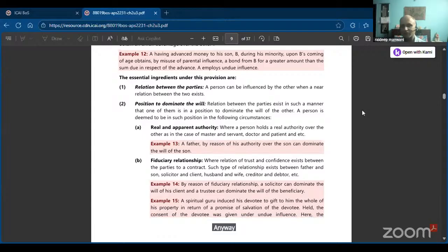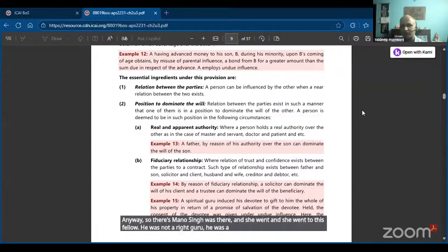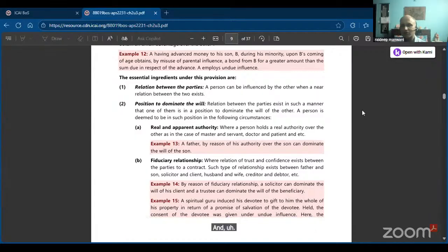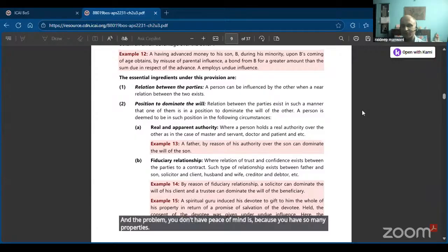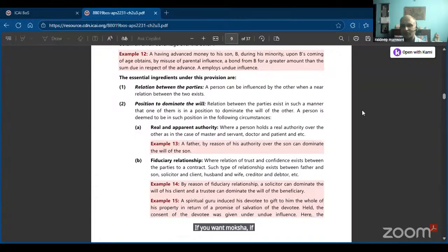Anyway, so this Manu Singh was there, and she went to this fellow. He was not a right guru, he was a false guru. And he told her, see, Manu, you have so many properties. And the problem that you don't have peace of mind is because you have so many properties. If you want moksha, if you want liberation from all worries, donate all your property to me. Gift. This Manu Singh donated all the property to whom? Her spiritual guru, Umadat Pandey.